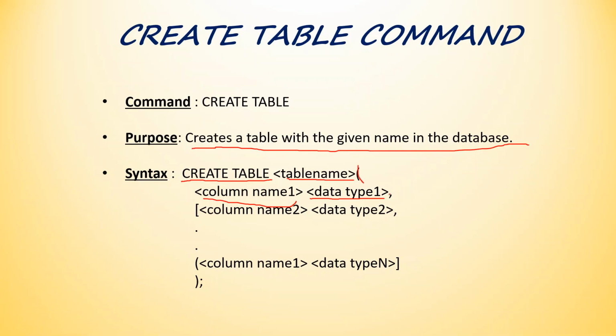space, data type and comma. Then second column name, space, data type, again comma, and so on. We'll write all the names of all the attributes along with their data types, and at the end the bracket will be closed. We'll be using round brackets over here and semicolon. And when you will execute this command, the table will be created in your database.